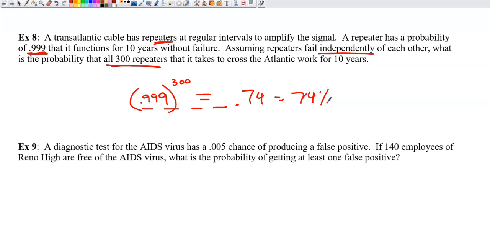And again, I think that one's a little bit tough to think about, because the chance of a single one working is super likely, but the chance that I get 300 of them to work is not quite as likely as I might have thought. And why do I care? Well, if I've got to go replace a repeater, I've got to go out in the middle of the Atlantic, dive down, find it. It's probably going to be a pretty expensive task, and that might affect how much I'm charging to install this transatlantic cable.